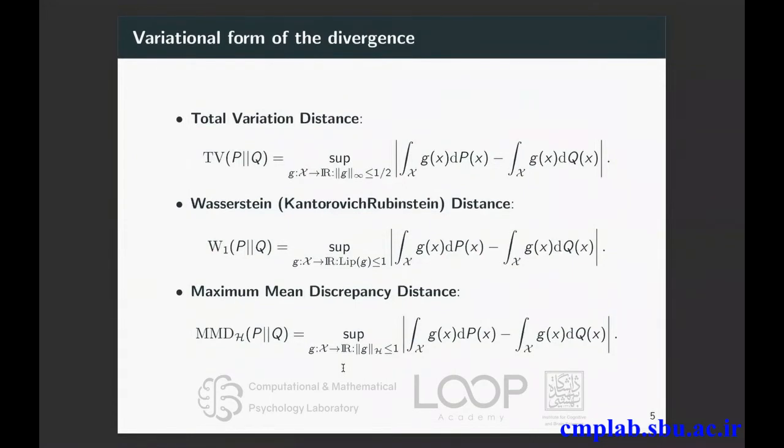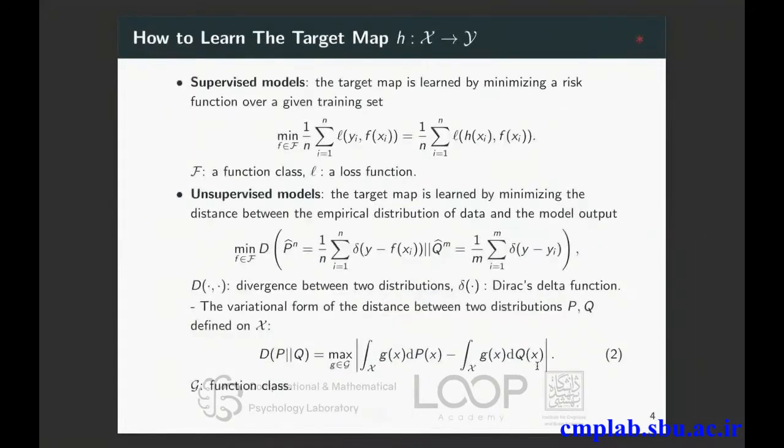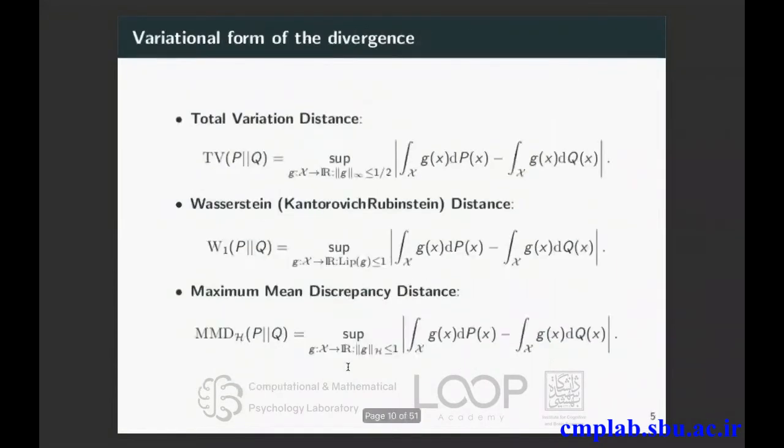In the total variation distance, for example, the function class is all of those functions that are bounded. In the Wasserstein case, we consider those functions that are Lipschitz. And in the maximum mean discrepancy, which I will talk about later, we consider those functions from some Hilbert space. So as you can see, all of those well-known divergences can be written in this very general form, where you can change the function class and get different notions of divergences.